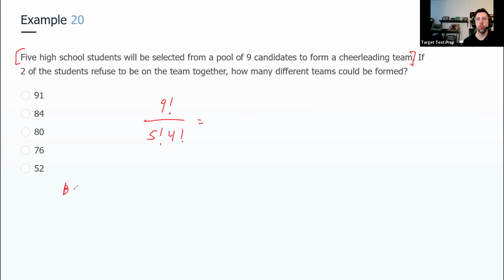So if we put both haters on the team, right? So that's 2 people. Then we need how many more people to make the rest of the team? 3. We need 3 more people, right? Out of the remaining 7. So pick 3 out of 7. And so this would be 7 factorial over 3 factorial, 4 factorial.